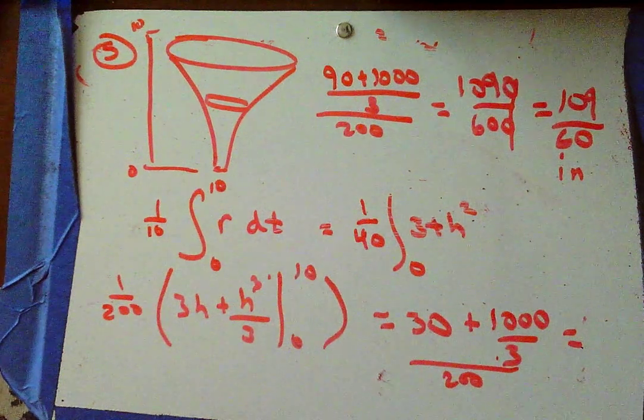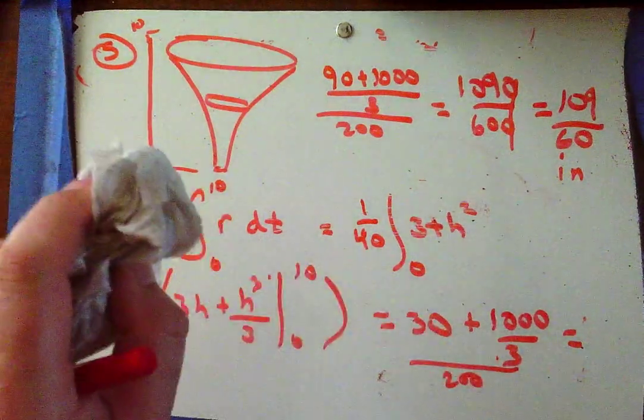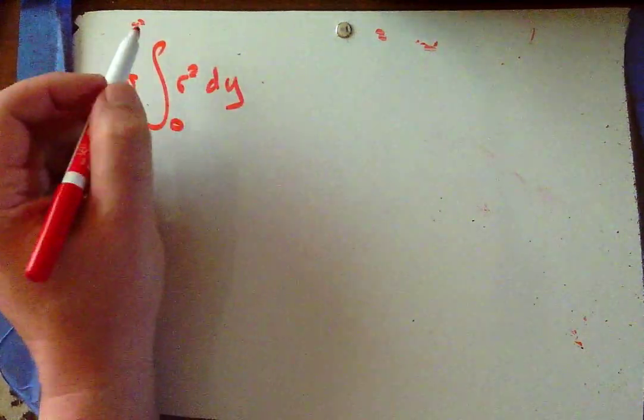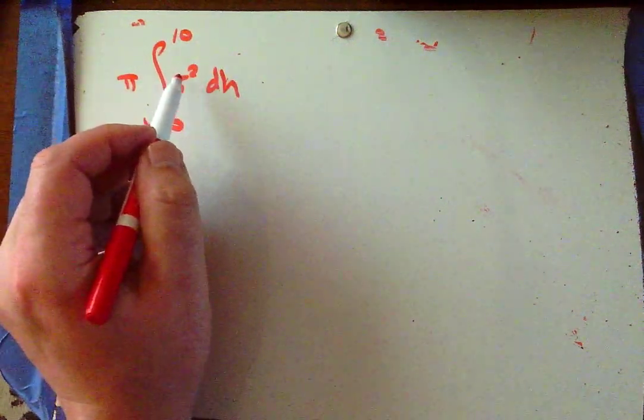Okay, so there's part A. Part B, find the volume of the funnel. Well, I know in order to find volume of the funnel, I want to integrate area. So integrate pi radius squared dy from 0 to 10. I think I marked that right. Pi h, because radius is in terms of h.